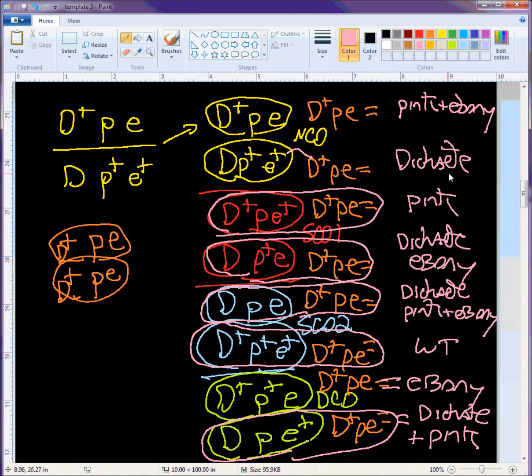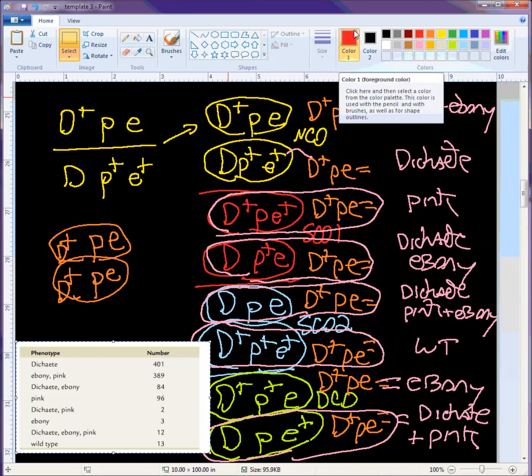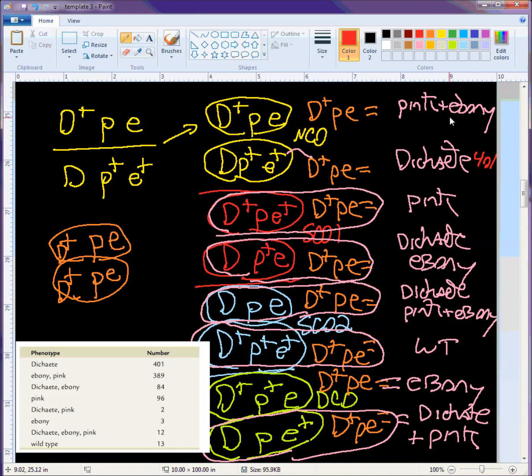So now let's put the numbers in here again. We go back to the actual data, paste this in here, and see if we get the smallest number of progeny in the double crossover class. And we should see the largest number of progeny coming from the non-crossover class. So choose red now. 401 dicate. Pink and ebony, 389. Pink, 96. Okay, so far so good. Dicate and ebony, 84. Dicate, pink and ebony, 12. Uh-oh. Wild type, 13. Oh, we're okay. Ebony is 3. Dicate and pink is 2. Okay, excellent. We did it.